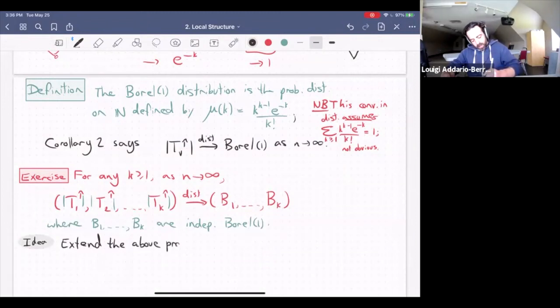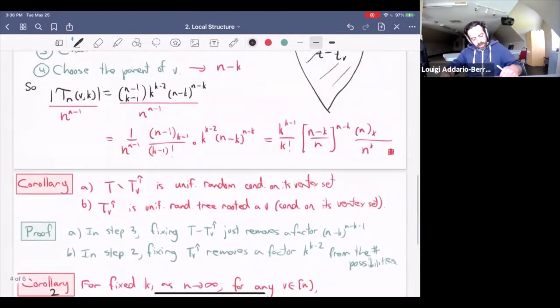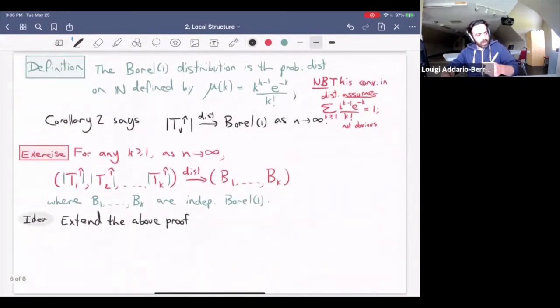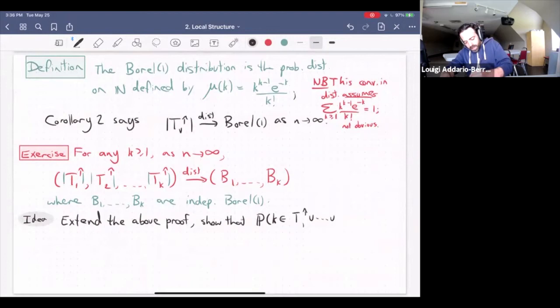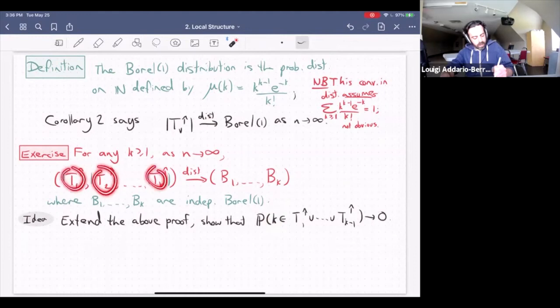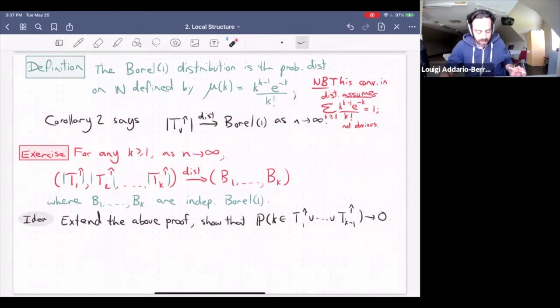So you need to extend the above proof. Thinking about these steps, the issue is precisely what Leo has put his finger on. So you'll need to show, maybe doing this inductively, that the probability that the vertex with label k is in one of the first k minus 1 subtrees tends to 0. Because if vertex k was likely to be in one of the preceding subtrees, then obviously their sizes couldn't be independent. One would have to be bigger than the other.